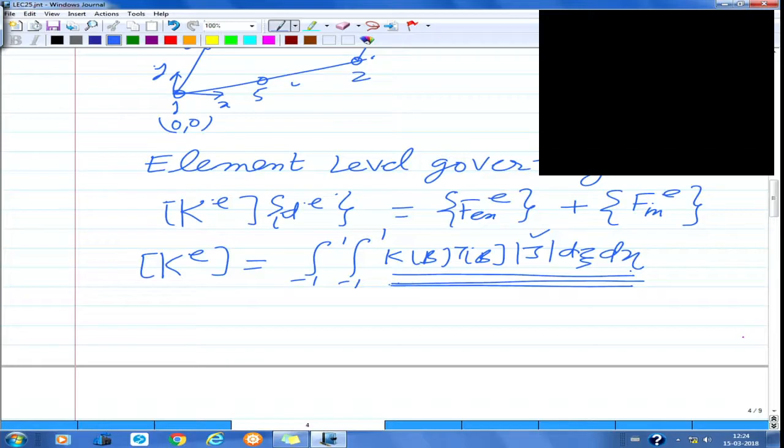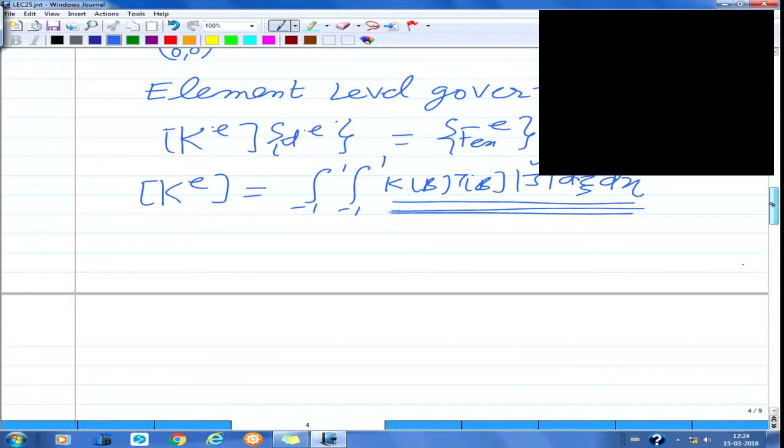Explicit means you multiply everything and then you integrate each term from -1 to +1 with respect to xi and eta. That's usually difficult. So what we do, we evaluate these integrals using numerical integration. Theoretically you can use all the numerical integration techniques you would have learned, like trapezoidal rule, Simpson 1/3, Simpson 3/8 rule, and so on.